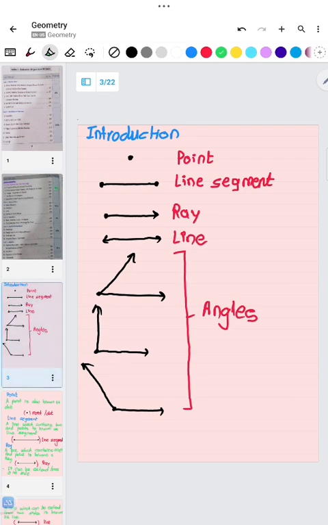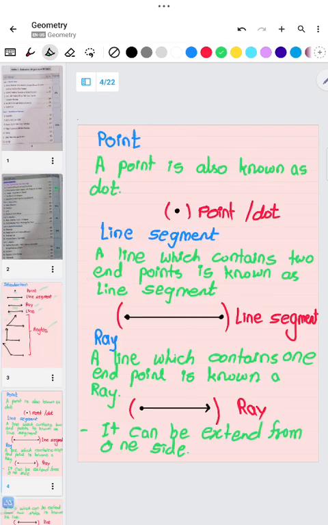We are moving to our chapter, introduction of chapter. This is point, this is line segment, this is ray, this is line, and these three are angles. Point, line segment, ray, line, and angles. First, what is point? A point is also known as dot, and this is dot or point.